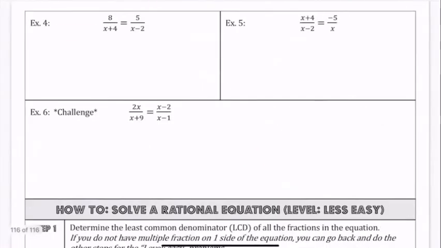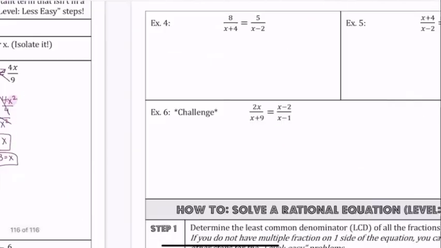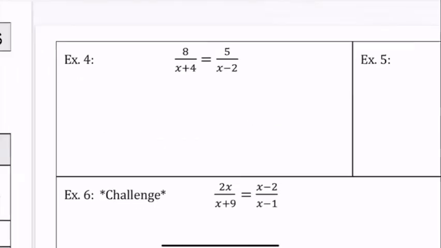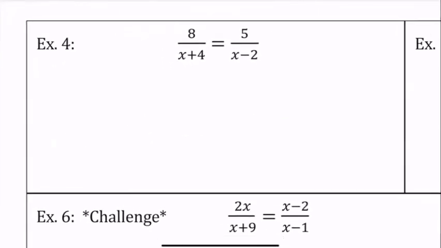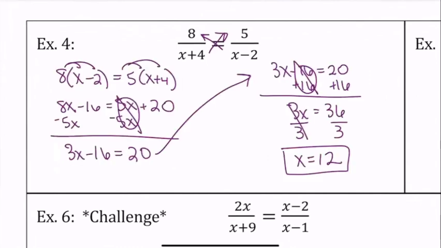I think we're actually going to do, I might have lied to you earlier on accident. We're going to do one more and then we'll pause. So this is the last one. Go ahead and pause and then come back when you're ready. Okay, here is the answer. You should have gotten 12, x equals 12.